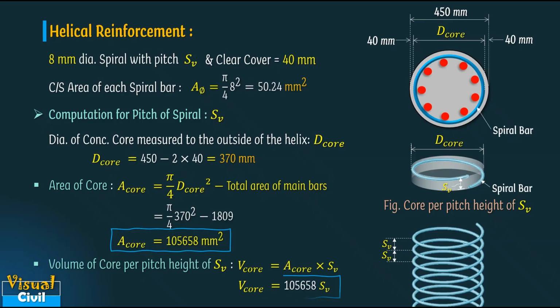Finally, from this area, we determine the volume of the core per pitch height. This is simply the core area multiplied by the pitch SV, which is equal to 105,658 multiplied by SV mm cube.